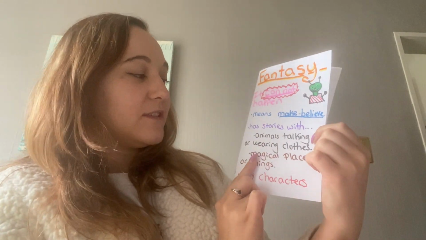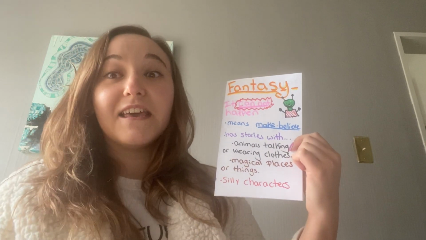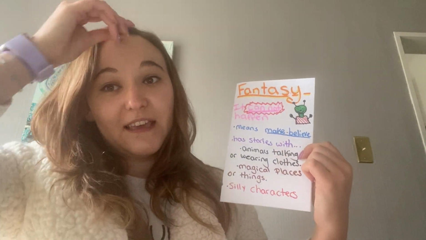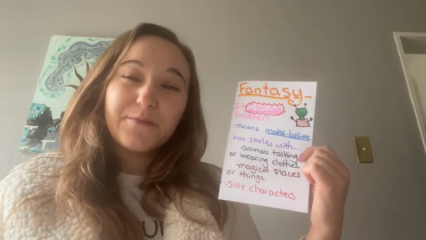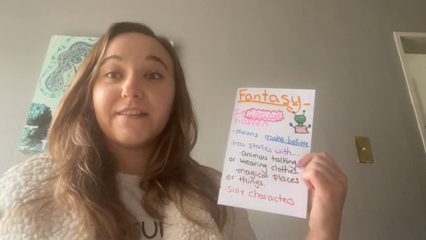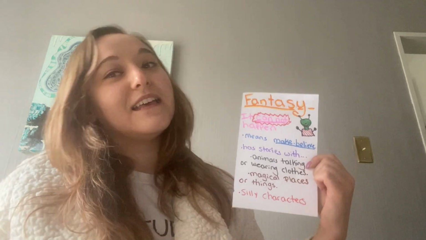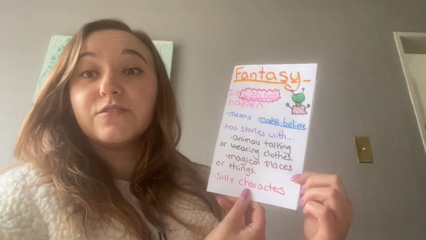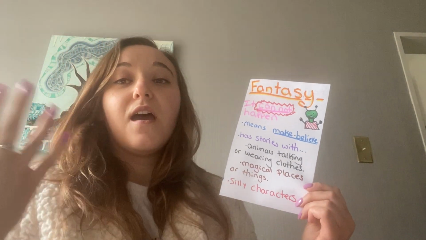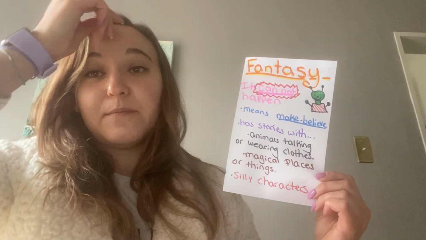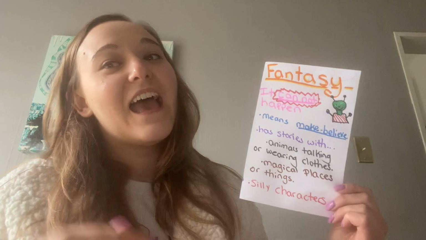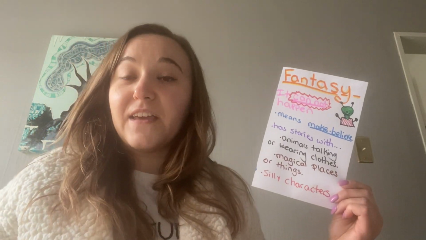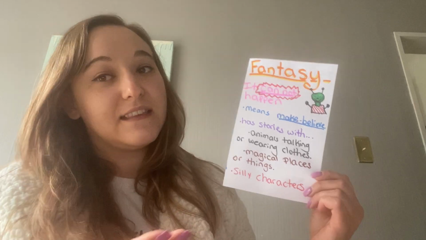It has stories with animals talking or wearing clothes. So again, if Oliver decided to one day talk to me, that would be a fantasy story. If Ms. Zebor felt like writing a story about her cat Oliver that told her all these fun stories and jokes, that would be a fantasy story. It's magical places or things. Sometimes we read stories about a big castle and maybe even a fairy land, like Peter Pan. Peter Pan, you all know, is Ms. Zebor's favorite story. And Peter Pan is not real. It's a fantasy place. It's a land that's made up.